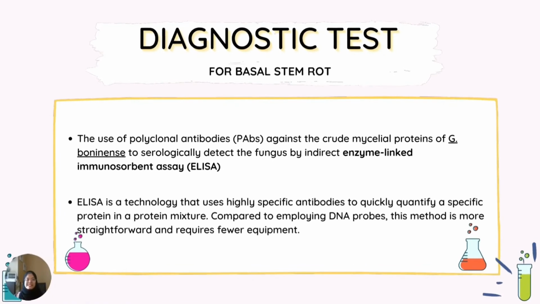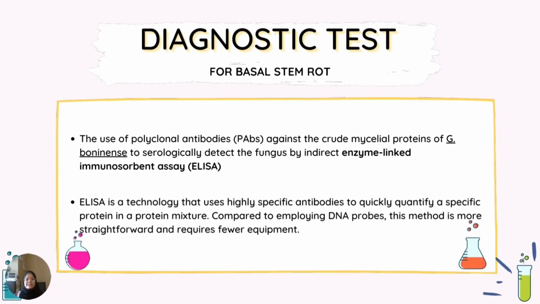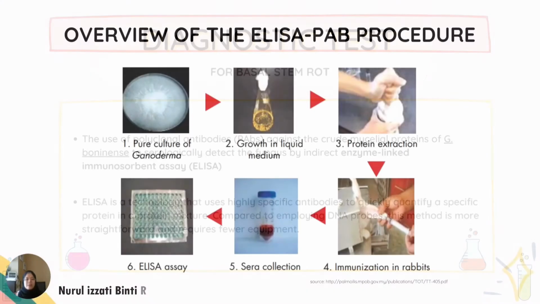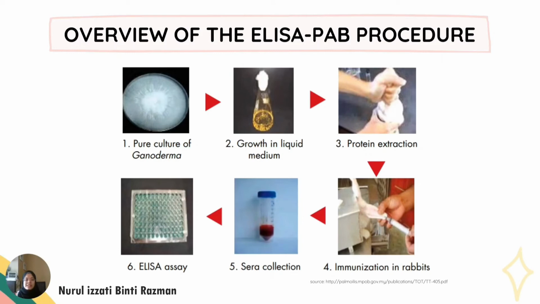Alright, now the diagnostic test available for Ganoderma boninense. To diagnose Ganoderma disease, we can use polyclonal antibodies against the crude mycelial proteins of G. boninense by indirect enzyme-linked immunosorbent assay, ELISA. So here is the overview in doing the assay. Firstly, collection of Ganoderma pure culture to produce antigen. Second, growth in liquid medium. Third, protein extraction. Fourth, immunization and polyclonal antibodies production in rabbits.